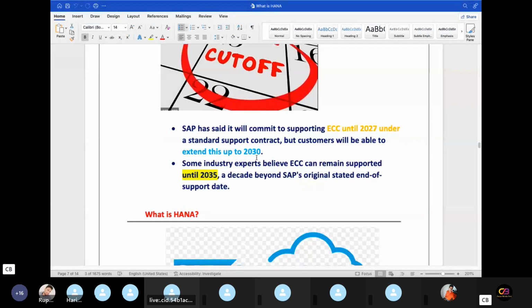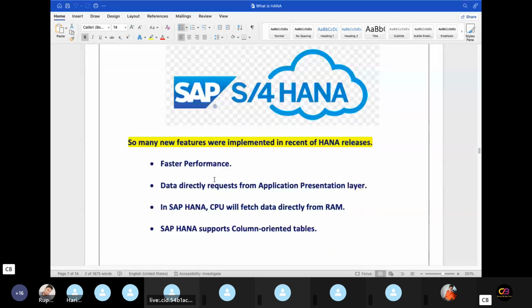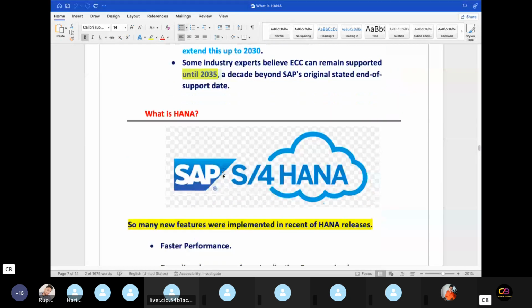Because in S4HANA, some bugs are being found compared to ECC. They are correcting them right now. So some of the experts are saying that ECC will be there up to 2035. I told you what is HANA.